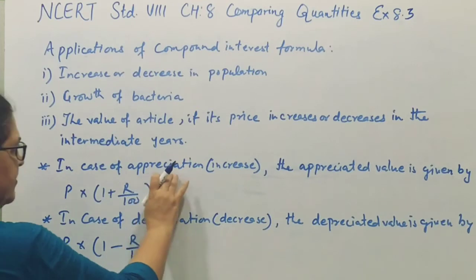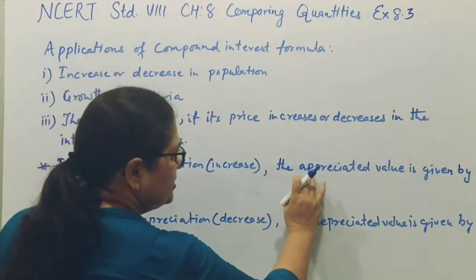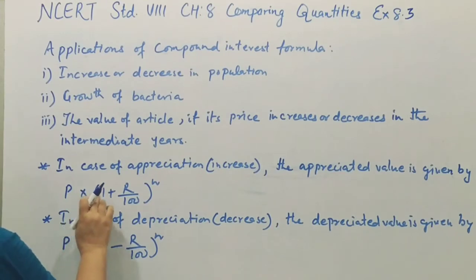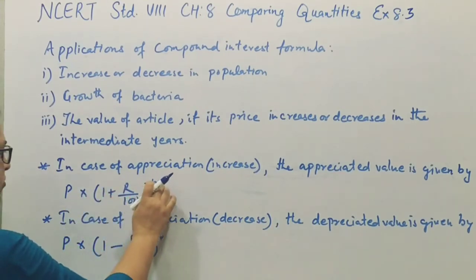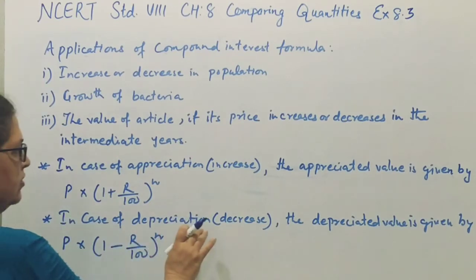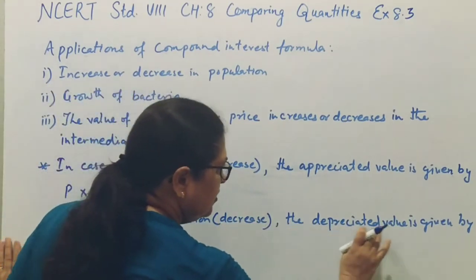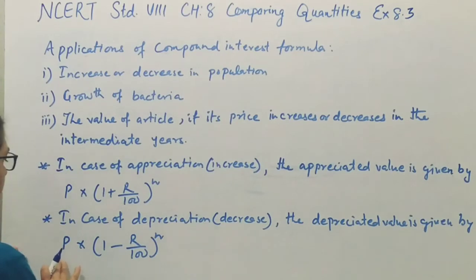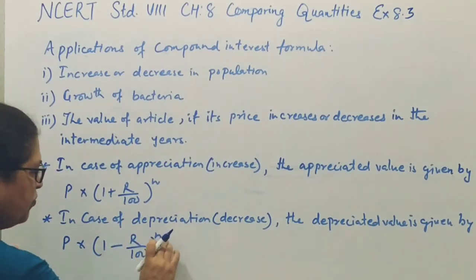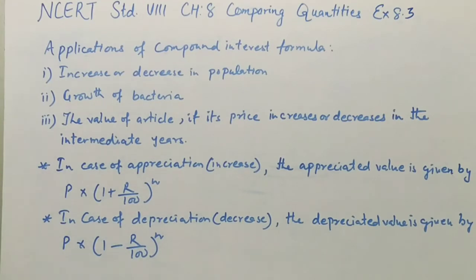In case of appreciation, that is increase, the appreciated value is given by the formula P into 1 plus R upon 100 raised to power time. And in case of depreciation, that is decrease, the depreciated value is given by the formula P into 1 minus R upon 100 raised to power time.